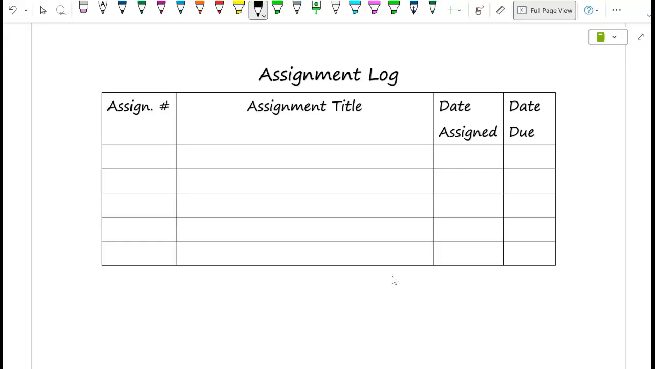Besides, I also write it on the calendar in the front. It goes on Google Classroom. But this is part of you staying organized and writing it in here. And when I go to grade your interactive notebook, this is a part of that grade. If you do not fill out your assignment log, you lose points. This is part of making sure we are taking care of everything. Obviously, we don't have anything to write in there yet because we haven't had an assignment yet.